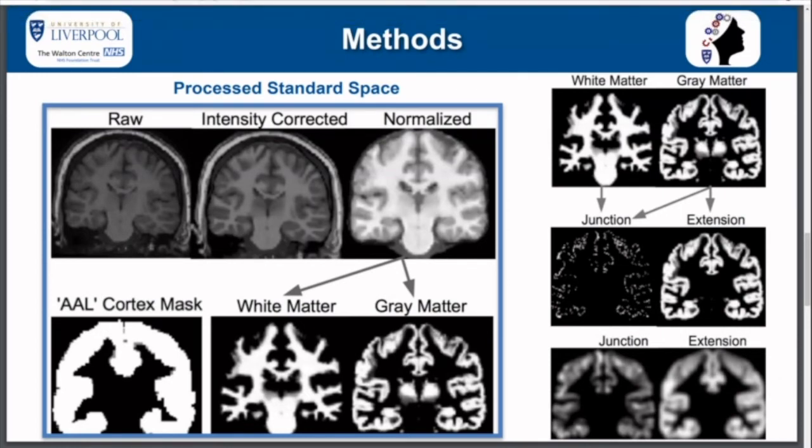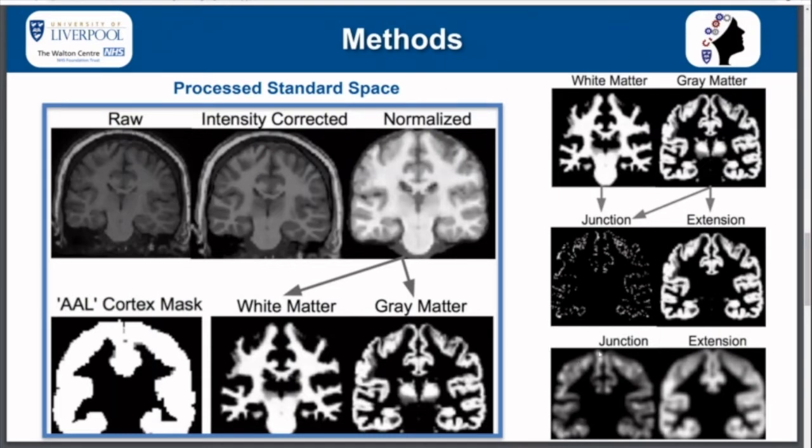We basically take the T1 weighted image, normalize and intensity correct it, and then we use the anatomical atlas label mask that is available in SPM to only take the cortex. Then we can check for voxels that have blurred intensities, so they're neither clear gray nor white matter signals, so we can make a junction map. Where you see clusters of voxels, that's a likely site for focal cortical dysplasia. And we can also use the gray matter segment to look at gray matter thickness.